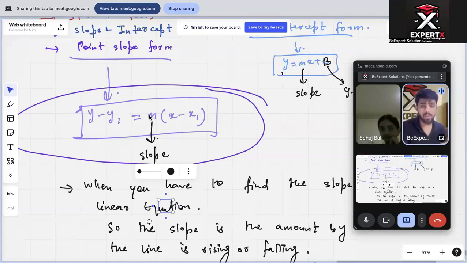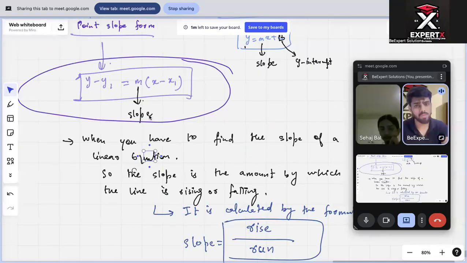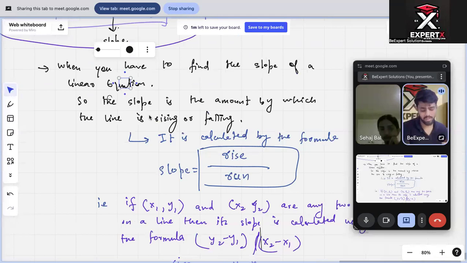So when you have to find out the slope, now the real things came over here, Miss Sehaj. Whenever you have to find the slope of the linear equation, what is slope? First of all, it is the amount by which the line is rising or falling, and that's why we use this formula called rise over run. It is calculated by this formula. So slope is equals to rise over run.